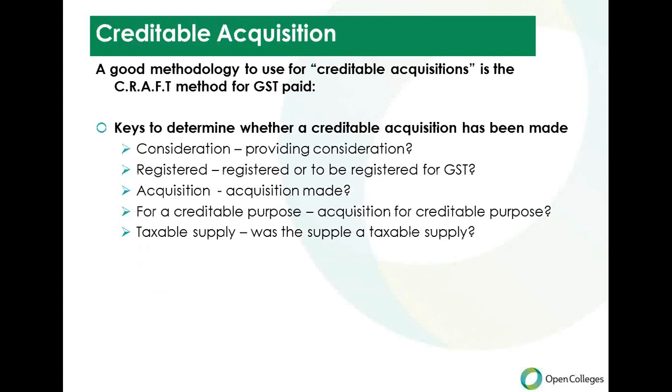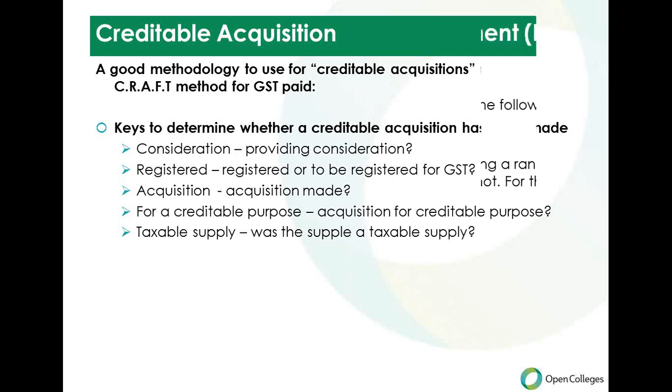On the other side of the fence, for expenses that have GST on them, you look at creditable acquisition, and that's the CRAFT method for GST paid. Once again: consideration, registered or required to be registered, acquisitions made for a creditable purpose, and then finally, was the supply an actual taxable supply?